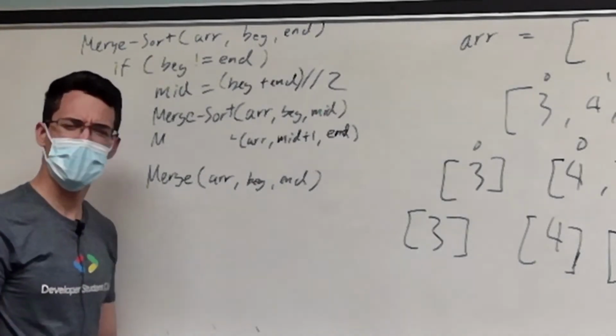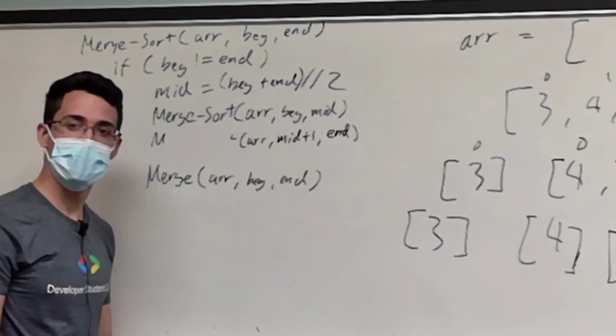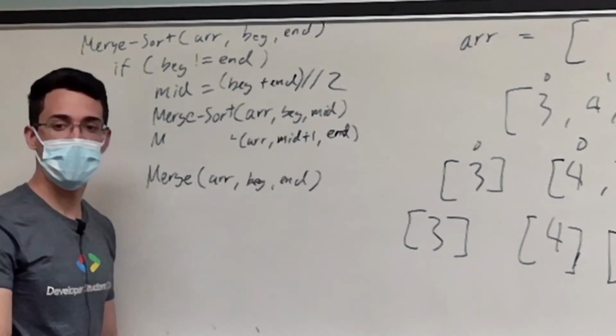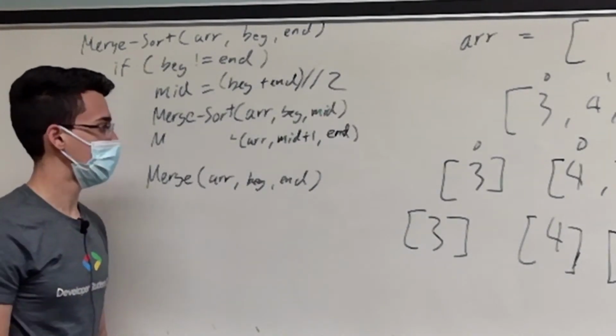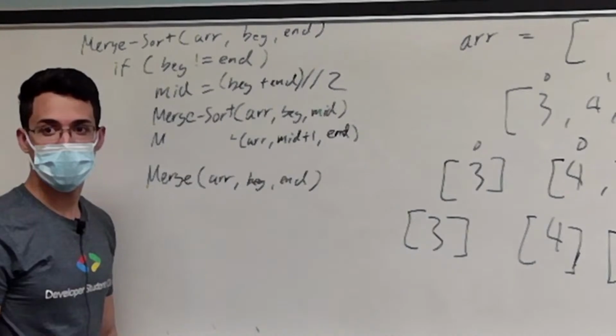Actually, we don't really need to do that though. We could just do it in place. You can do all this in one function. That is true. So where does the code end, like after these merge sorts?